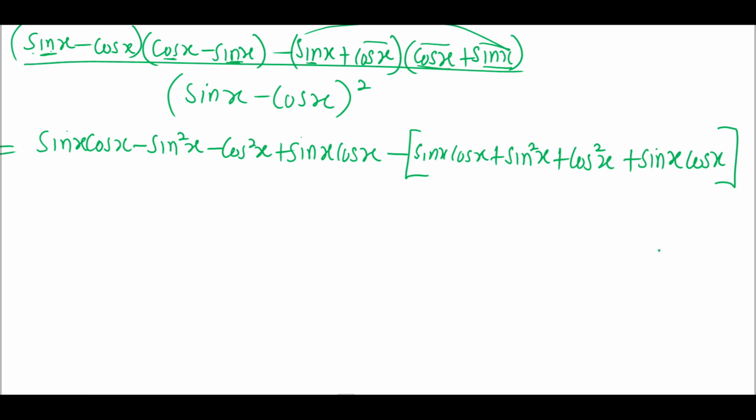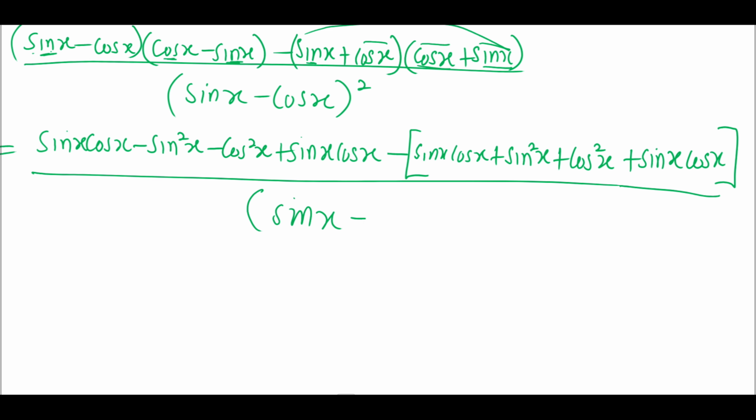Then you divide it by the denominator squared. So we have it as (sin x minus cos x) in brackets squared. Let us continue to simplify. We have cos x sin x, and we also have another one here. So we are going to get two of them.